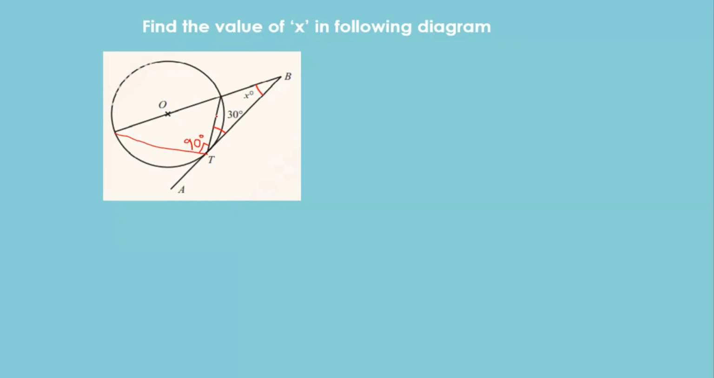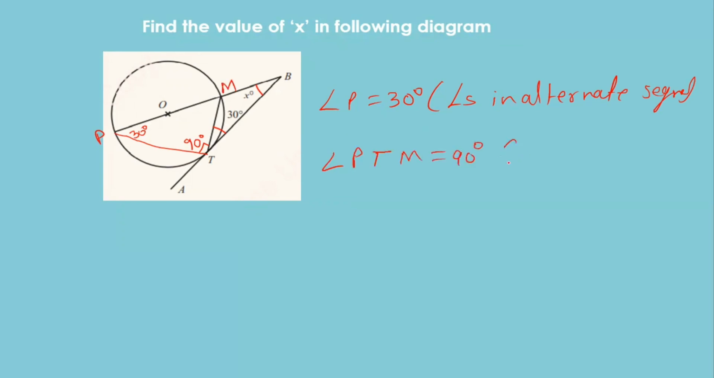Okay. So if I have to find the value of X, again, this is the 30 degrees. So angle in the alternate segment is going to be 30 degrees. So if I name it as, say, P, you get angle P is equal to 30 degrees. This is angles in alternate segment. And then now this is 90 degrees, that is angle PTM is equal to 90 degrees. This becomes angle in a semicircle. Angle in a semicircle is a right angle. Remember, we will be coming up with that video again.